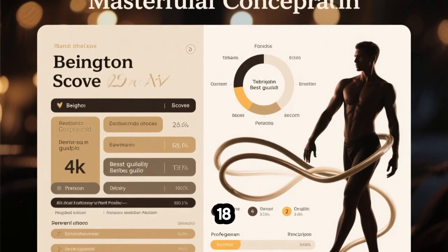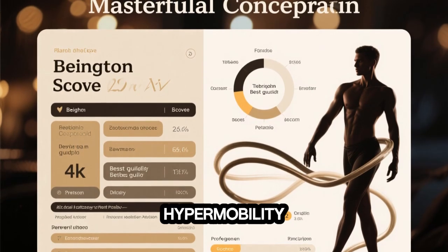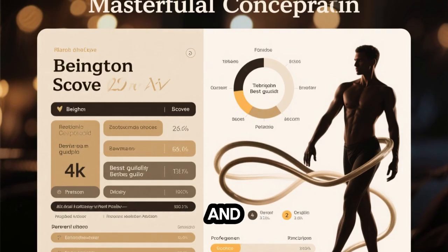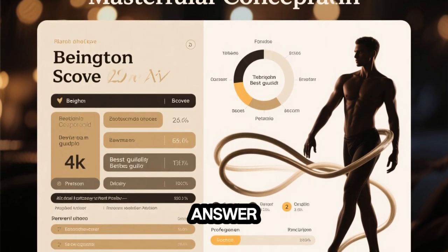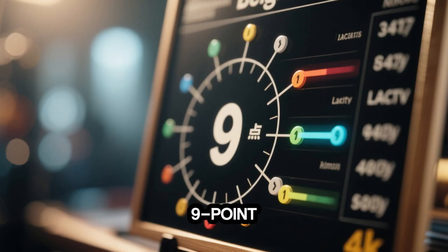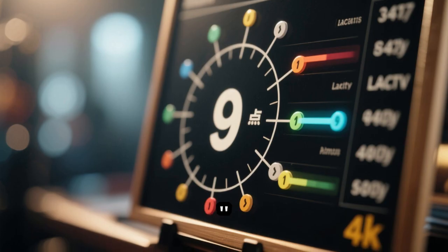Question 18. The Beighton score is used to assess: A. Joint hypermobility. B. Muscle tightness. C. Balance and proprioception. D. Functional strength. The answer is A, joint hypermobility. It uses a 9-point system to identify generalized laxity.